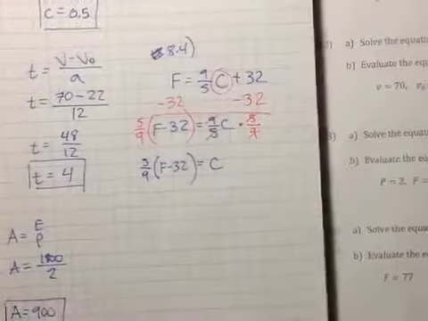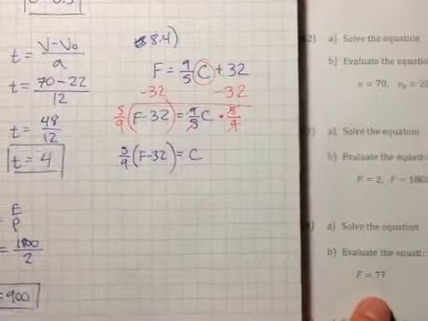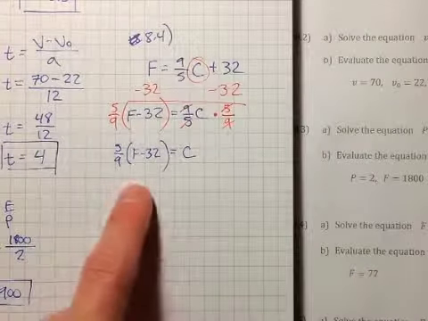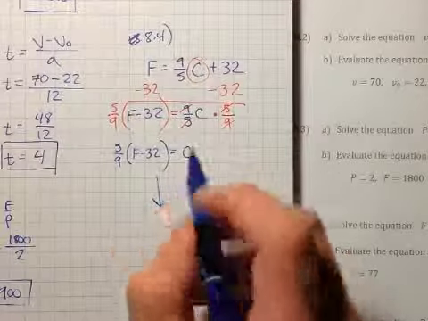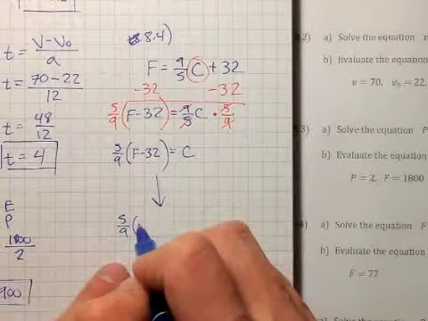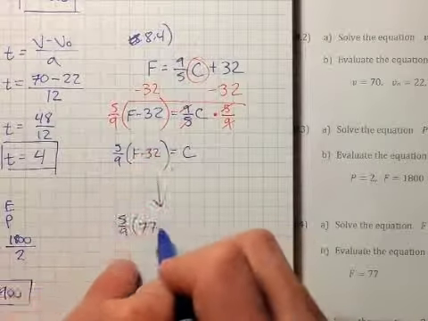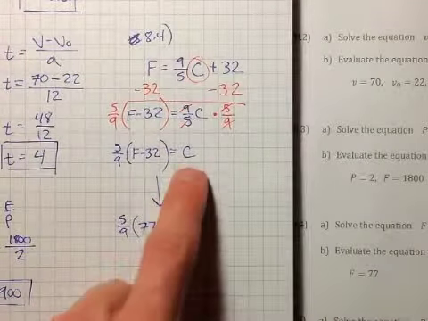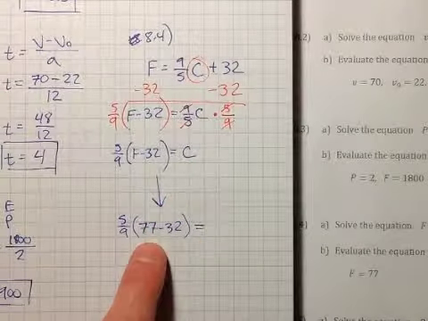Okay? So once we get that, let us evaluate the equation for F equals 77. Alright, so we're going to go down here. We're going to plug in 77 for F, and then we're going to subtract off 32. This is equal to C, and so what's the value of C?